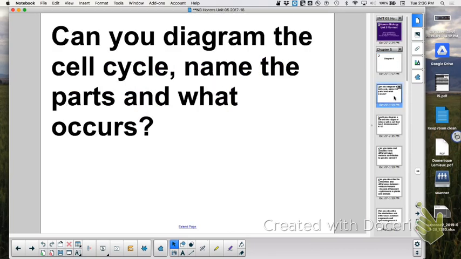Okay, starting with Chapter 5, can you diagram a cell cycle with interphase? Which interphase, remember, would have what in it? G1, S, and G2. Would you know what happens in each one of those areas? Okay, I would review that, and then name the parts, what occurs, maybe any kind of controls of those different parts. I would make sure I had that as well.